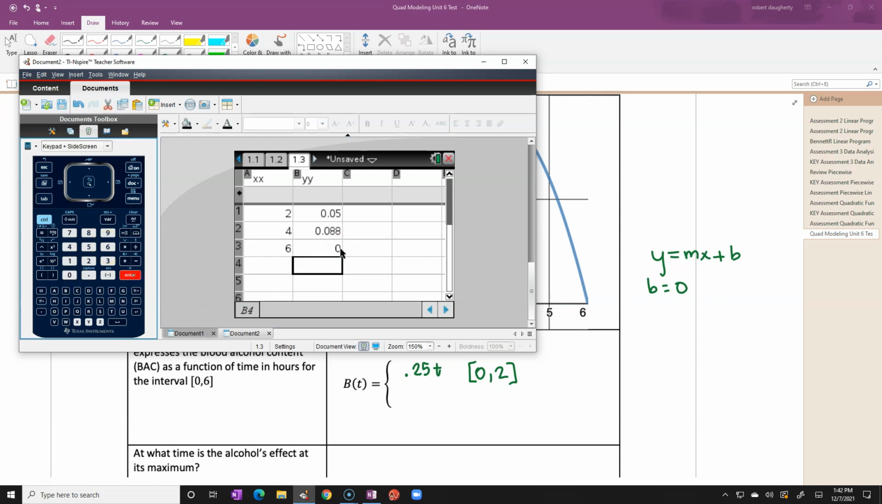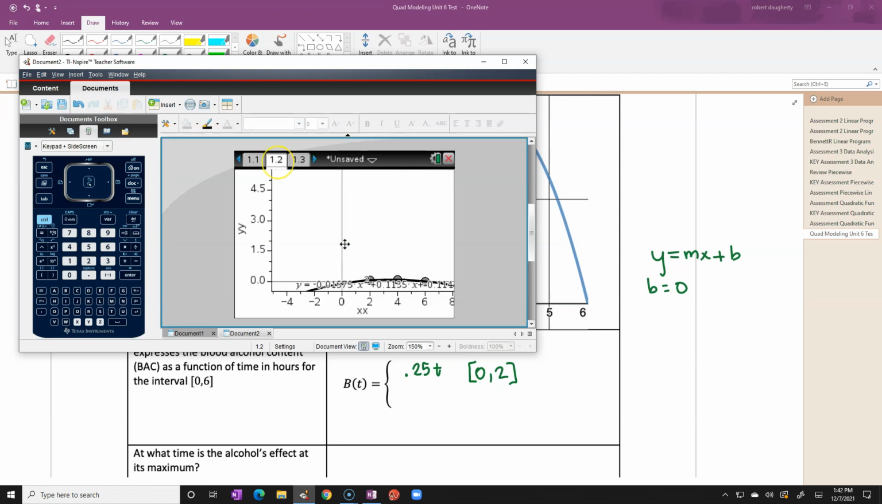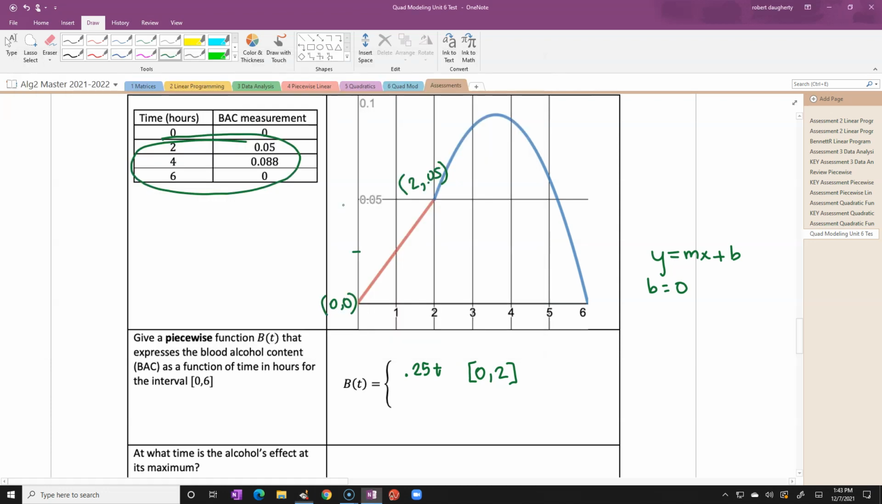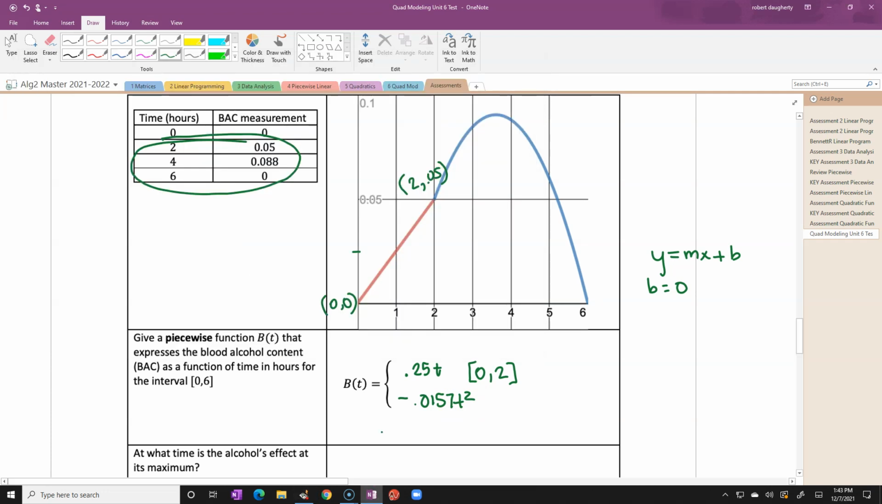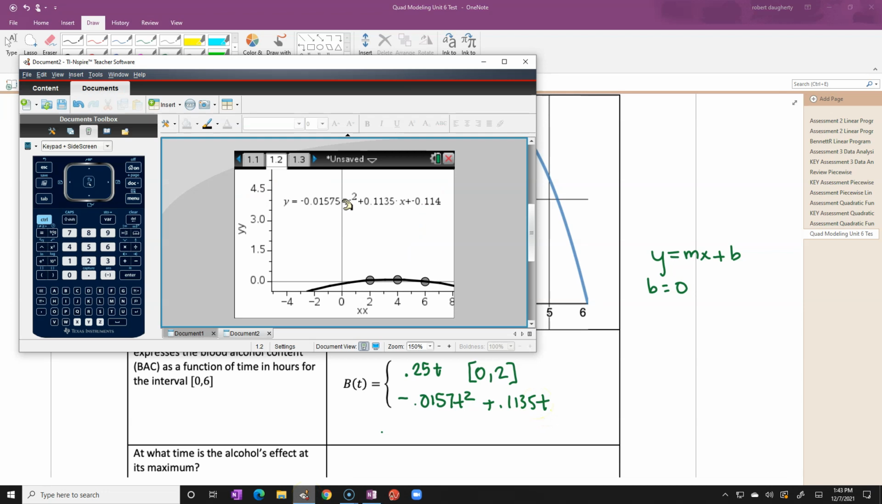So let's come up with the equation for this guy. So I can just go back to my data element here. And you see the equation right there. Negative 0.0157 t squared, and then it is plus 0.1135t minus 0.114.